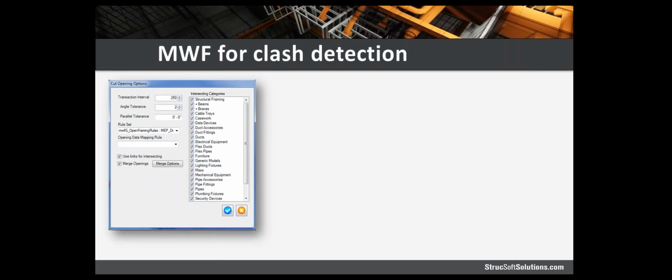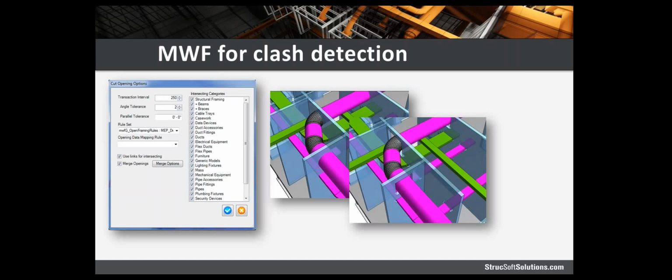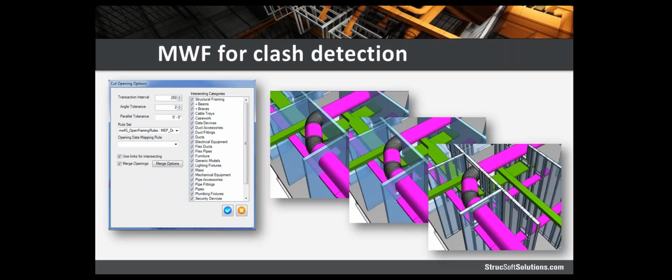MWF has a full clash detection capability, which automatically detects MEP clashes with walls, floors, and ceilings. As you can see, the MEP objects here are penetrating through these walls. MWF will create the opening around those elements and then frame them based on the element that had been penetrating.